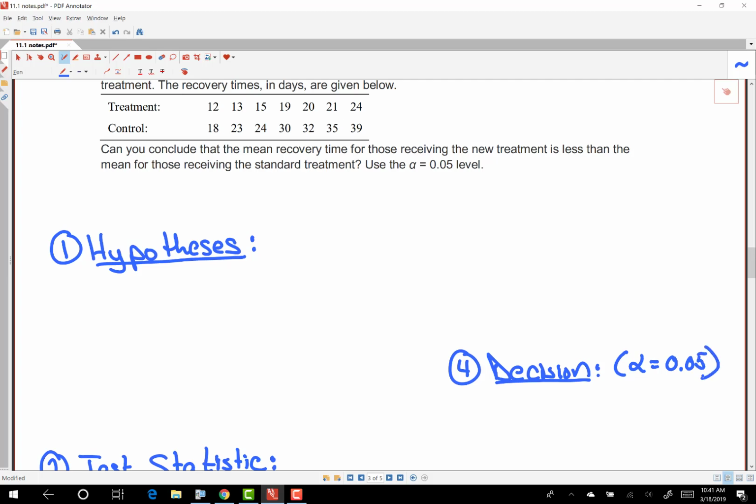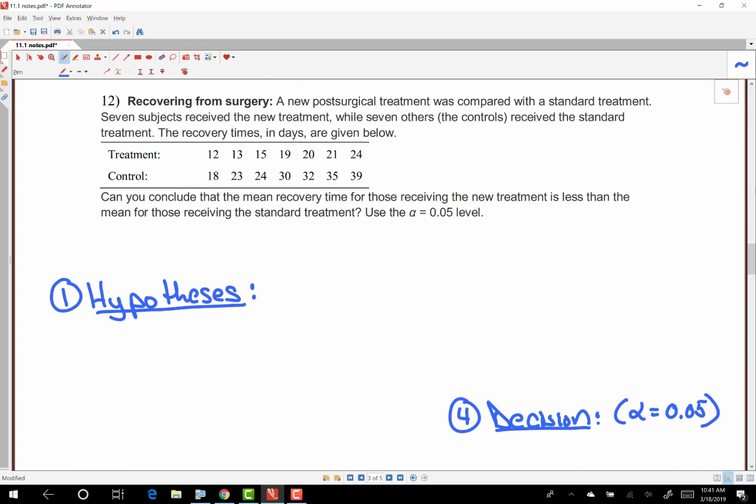And it doesn't say anything in the problem. Technically, it should, because we've got small samples. They should be telling us something about it being a normal population, or it makes sense to use the normal distribution. We're just going to assume it's okay.